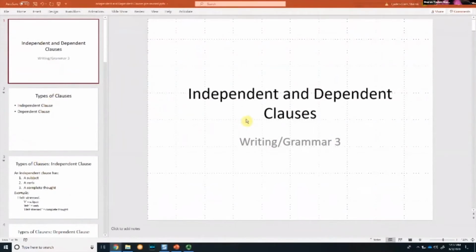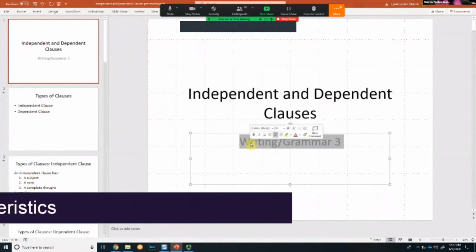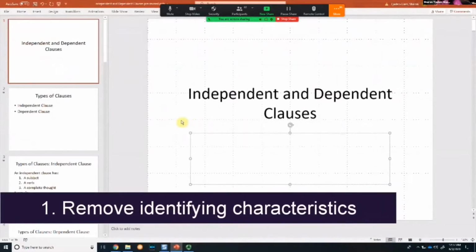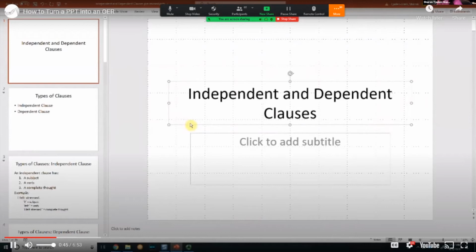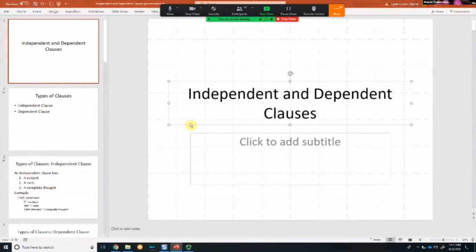So the first thing that I see here is that I need to get rid of any identifying marks for the class that I have included on here that's not going to be helpful to another teacher. So the title of the class or the institution or the school or your name, all of those identifying marks need to be taken away.